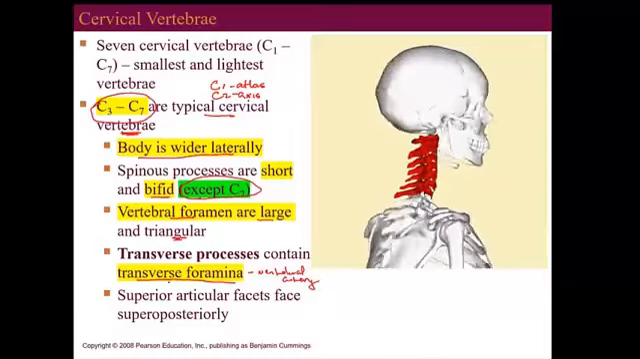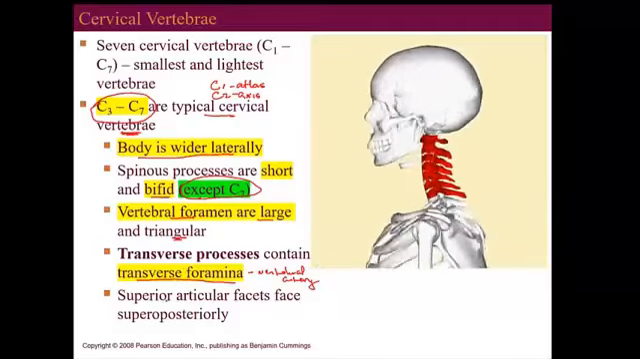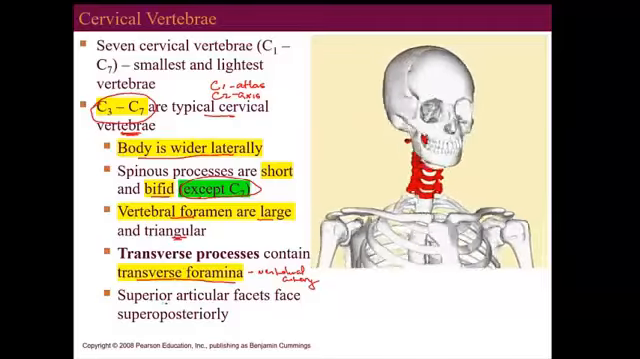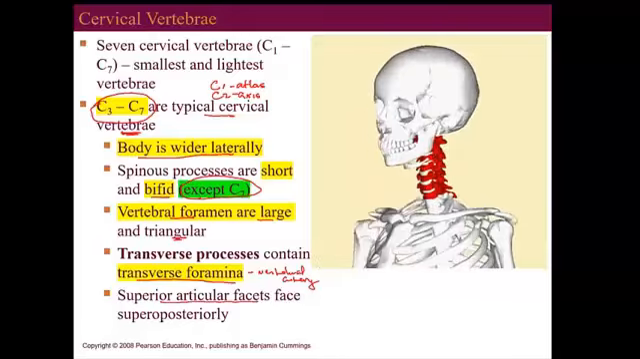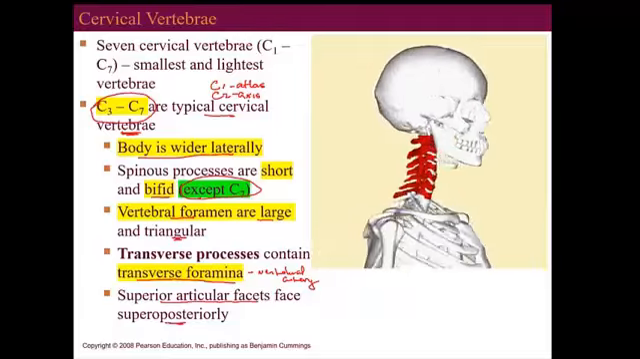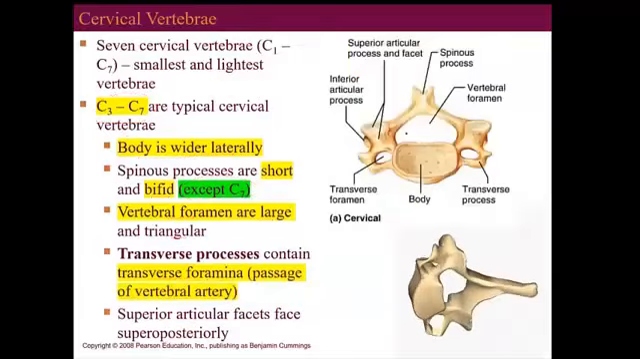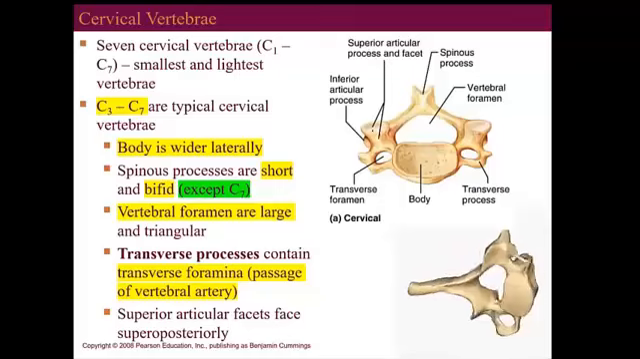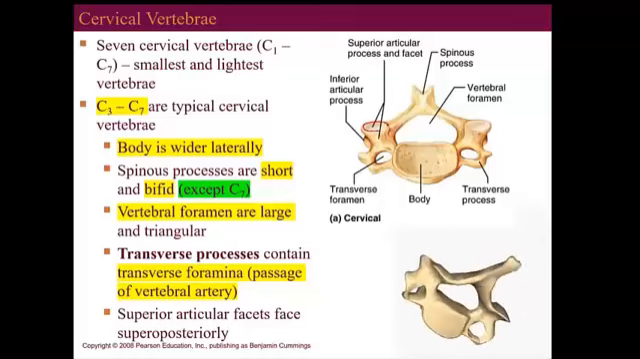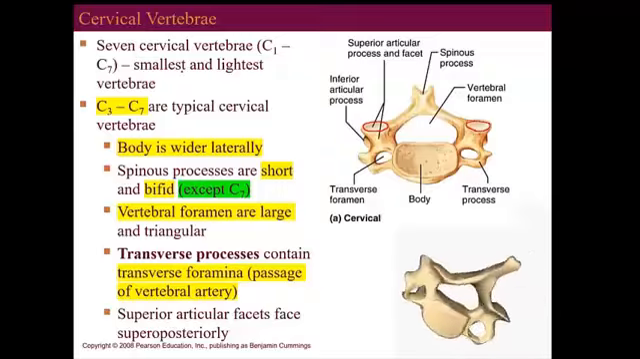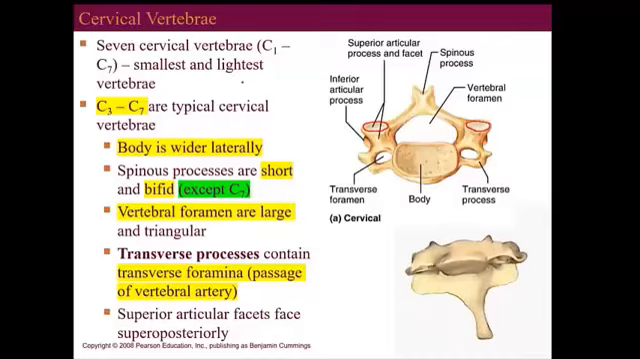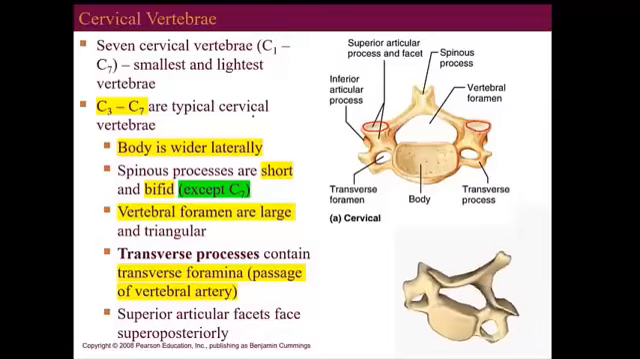And then you have facets that articulate between the vertebrae. We call them superior articular facets. They face superior-posteriorly, and this is actually what those facets are. So the facets are the ones that articulate with each of the vertebrae superiorly, right? And then C1 to 7, smallest and lightest of the vertebrae, and C3 to 7 are typical.